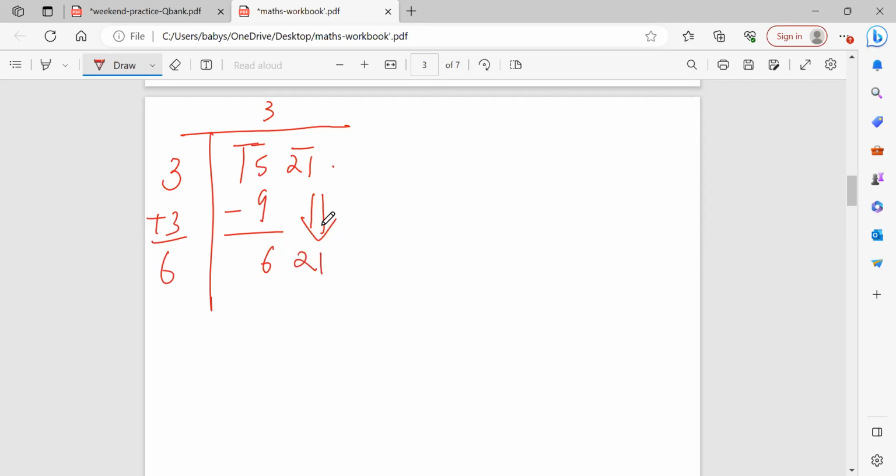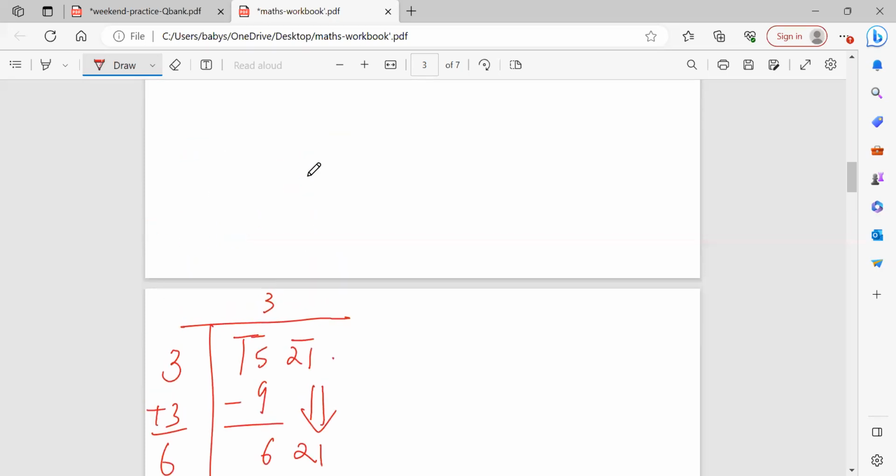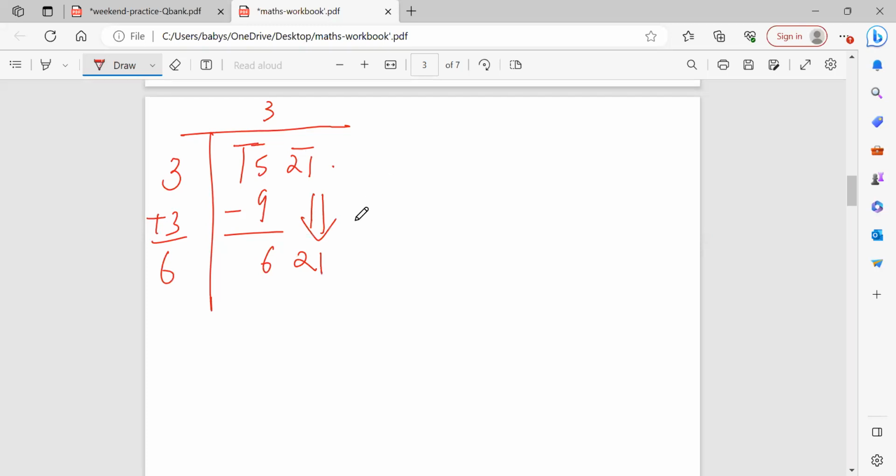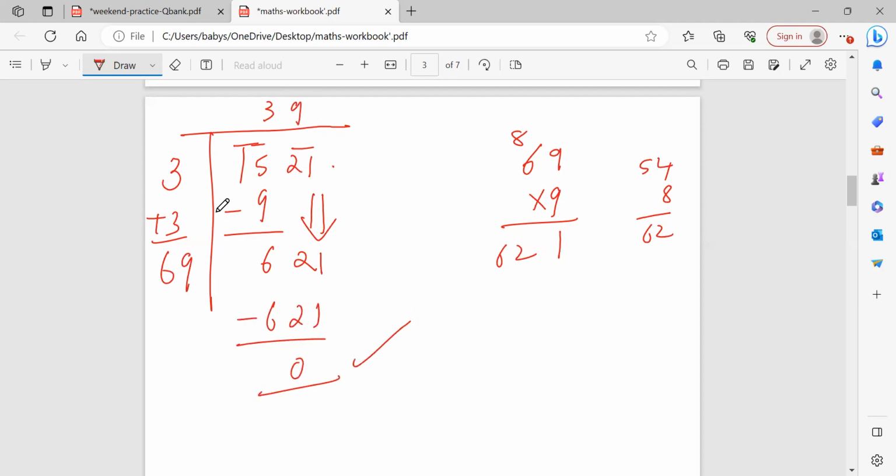So let's check the nearest perfect square to 621. 3 3s are 9, isn't it? I brought down 21. Let's say 69 into 9. 9 9s are 81. 9 6s are 54, 54 plus 8 is 62, isn't it? So 69 into 9 will be 621. So subtraction, I can stop at this. So the root of 1521 is 39.